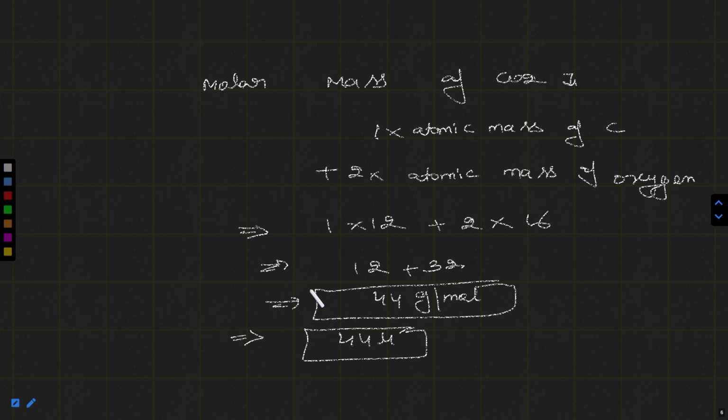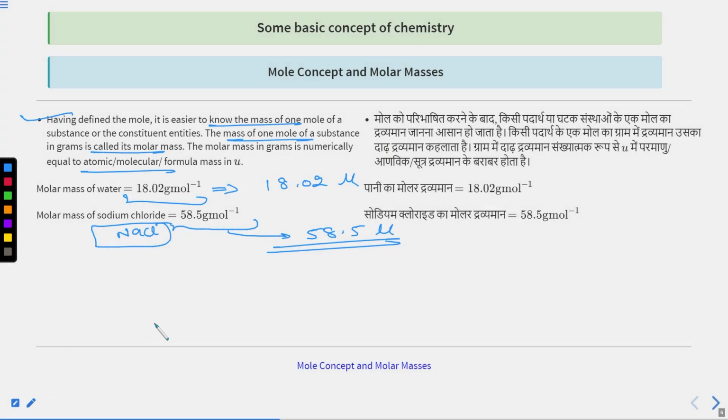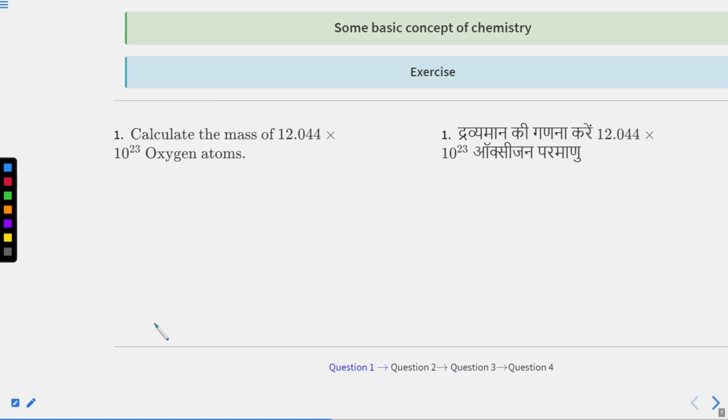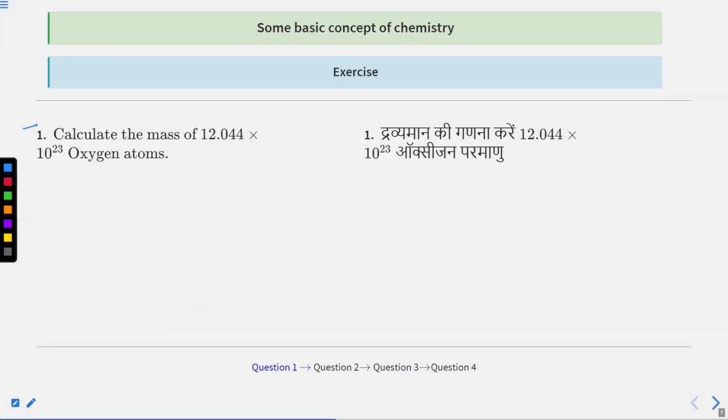Okay. So this is how you can calculate the molar mass and molecular mass, and this is very simple. In terms of U or AMU, which means atomic mass unit or unified mass, it can be written as 44 U, but in terms of mole, you have to write 44 gram per mole. So this is about the molar mass. Now there are some questions, so let's try these questions.